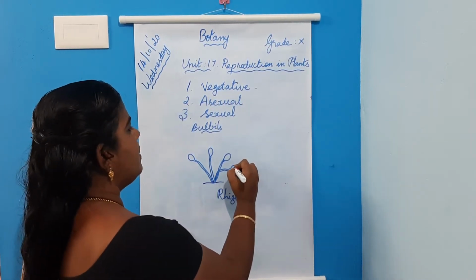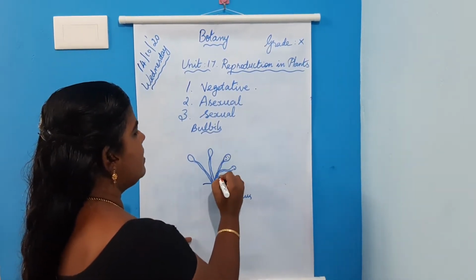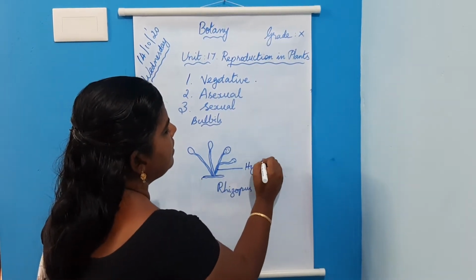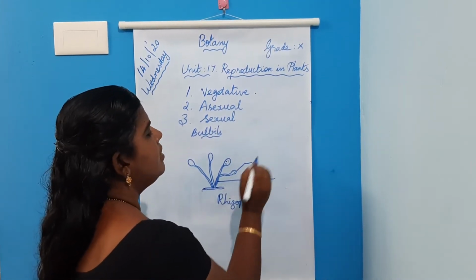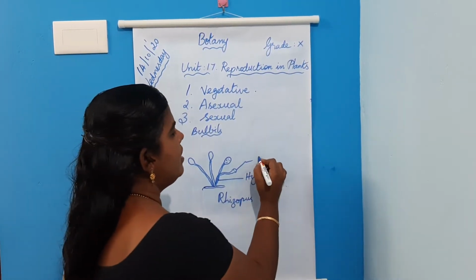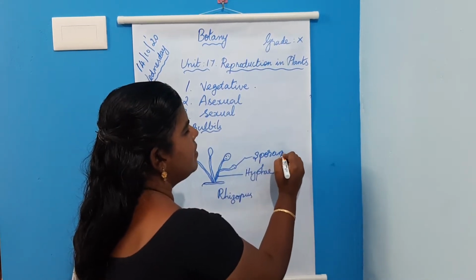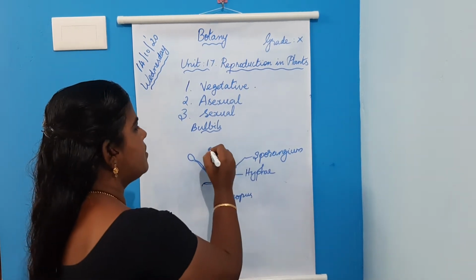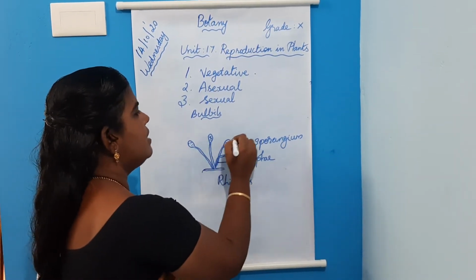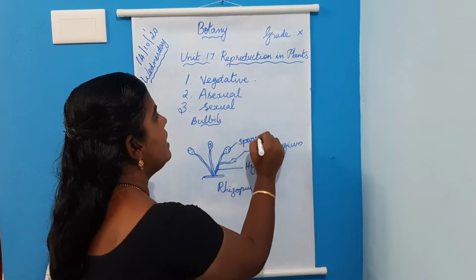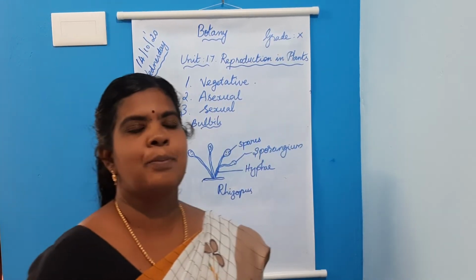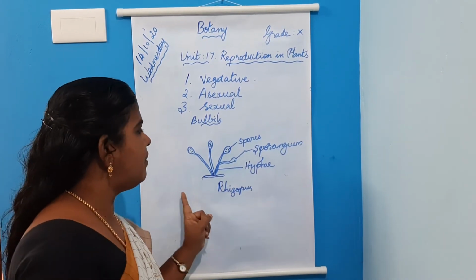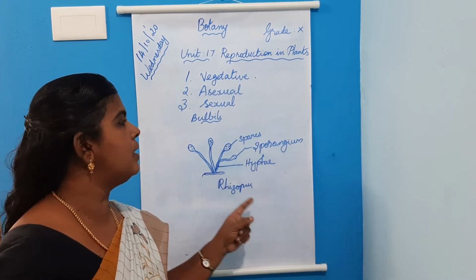The plant body is called mycelium. It is made up of the filamentous structure called hyphae. These hyphae bear a spore-bearing structure called sporangium. The sporangium encloses spores. So, asexual reproduction takes place by means of spores in certain fungi, for example Rhizopus or Mucor.